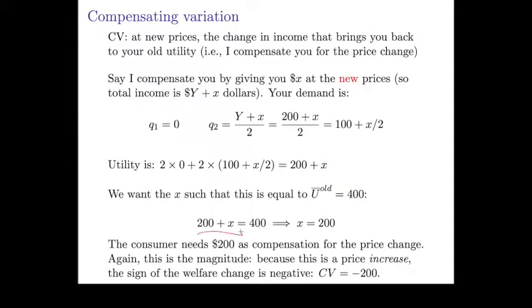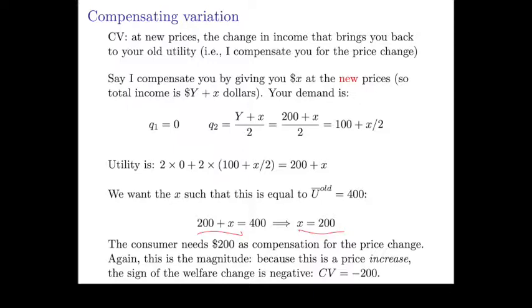So we're going to look for X such that 200 plus X equals 400. So X is going to be equal to 200. So this consumer would have to receive $200 for us to be able to compensate them for the price increase. So if I give you $200 and increase the price, that's equivalent to not doing anything.